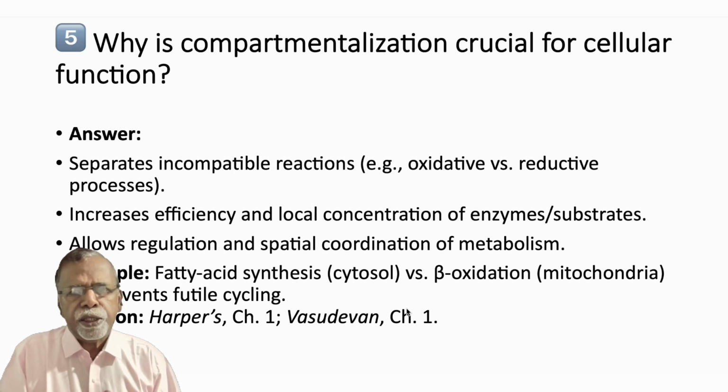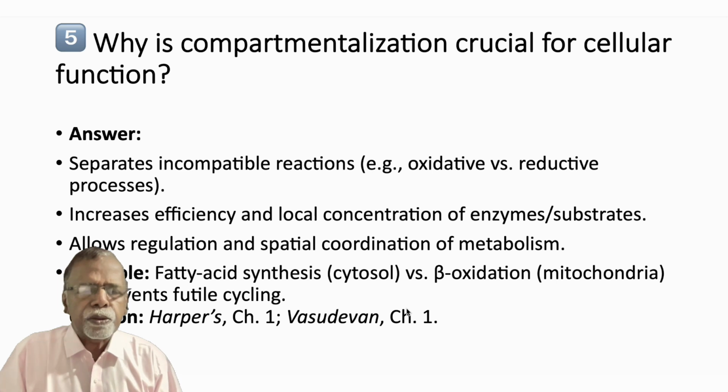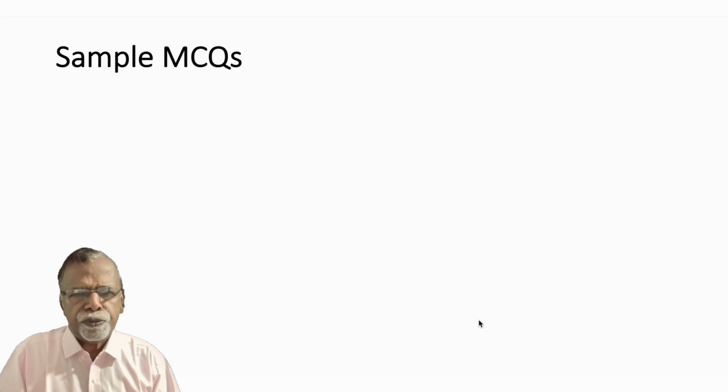Why is compartmentalization crucial for cellular function? It separates incompatible reactions. For example, oxidative reductive process increases efficiency of concentration of enzymes. For example, the lysosomes, peroxisomes, allows regulation of the metabolism. So the fatty acid synthesis occurs in the cytosol, whereas beta oxidation occurs in mitochondria. So that is why the functions are compartmentalized. So here are a few MCQs based on this.